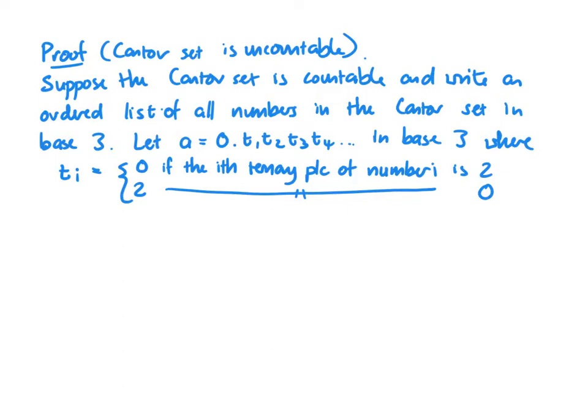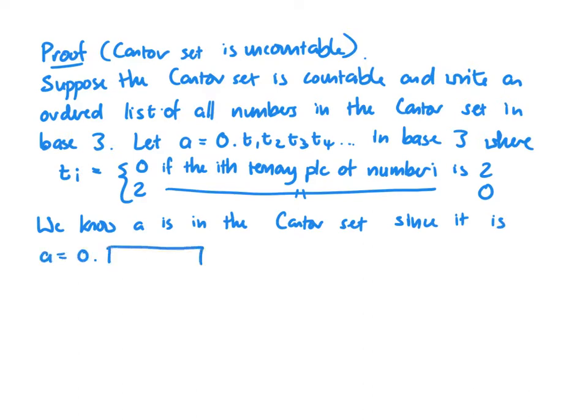And then our number A is definitely in the Cantor set because it has this form, 0 point, all these ternary digits that are only zeros or twos. And it's not on the list because it differs from the ith number in the list in the ith ternary place. So A, we know A is in the Cantor set since it is of this form, 0 point something, all twos and zeros. Right, again, base 3.